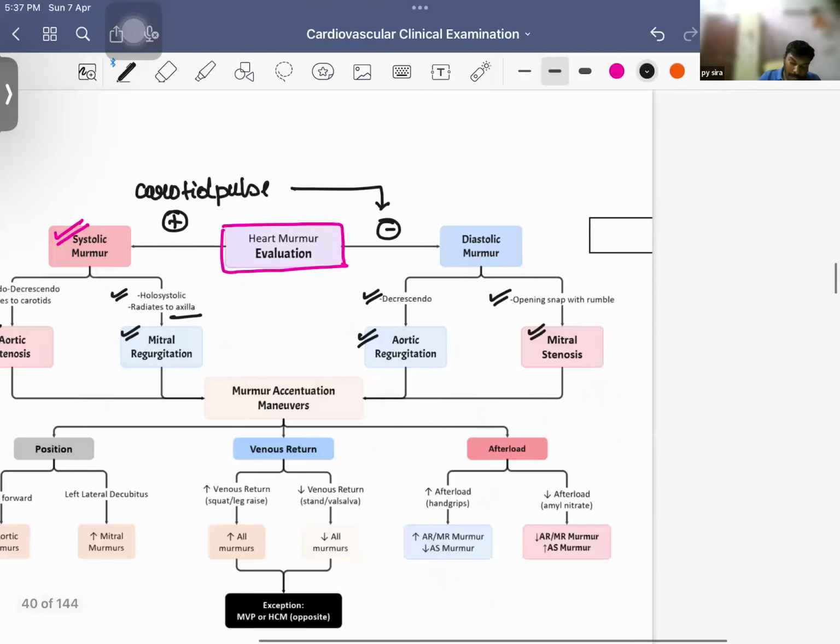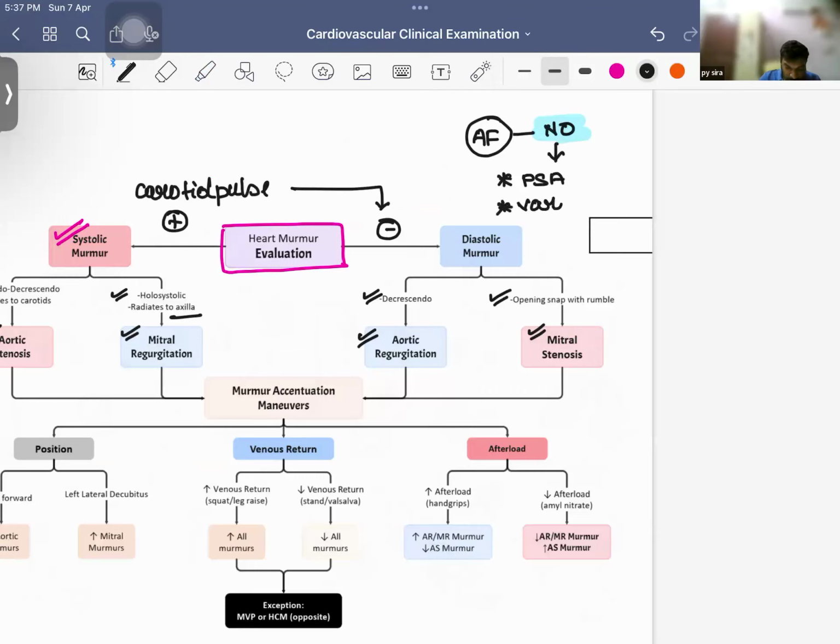Whenever you have atrial fibrillation in a patient with mitral stenosis, there will be no pre-systolic accentuation. There will be a variable S1 and no proper opening snap. So these are the features of patients with AF. That is very, very important.